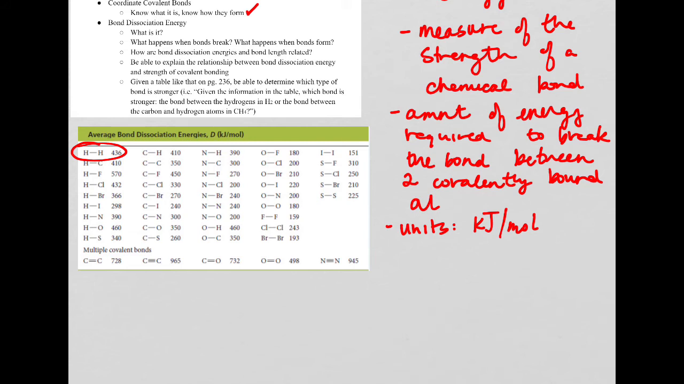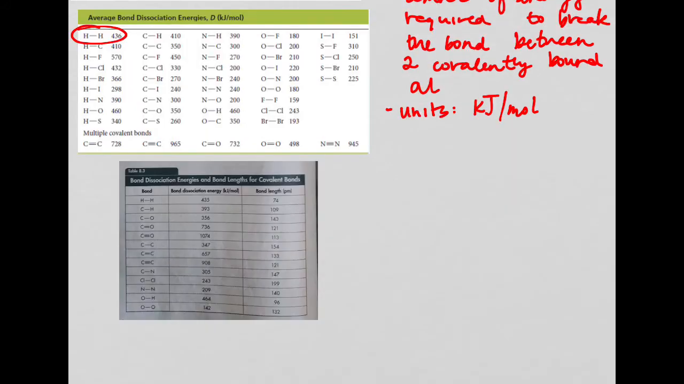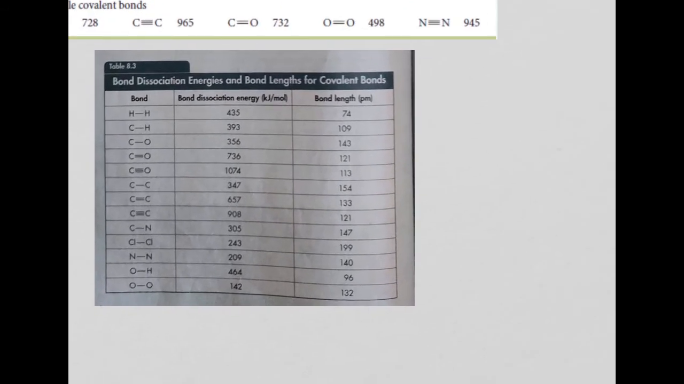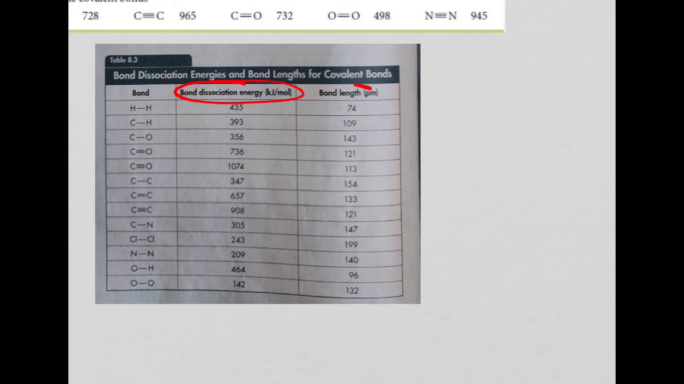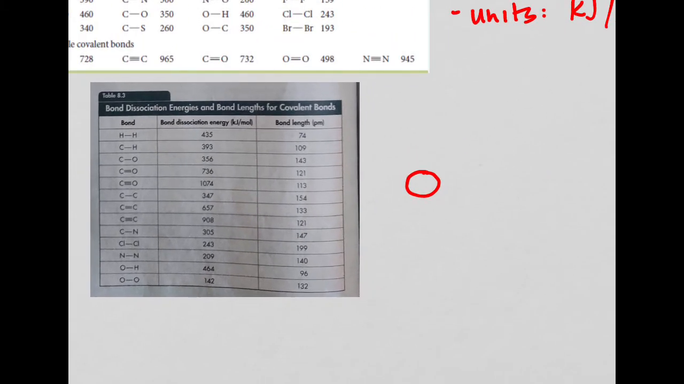So we're going to learn a lot more about that in the future, but you need to know that. How are bond dissociation energies and bond length related? This is in your book in a table on page, I don't know what page, but here it is. So if we look at bond dissociation energy and bond length, the more energy that is required to break a bond, like this hydrogen bond, the shorter the bond length. So a way you can think about this is that it's a lot easier to break a bond that has a long bond length, right?